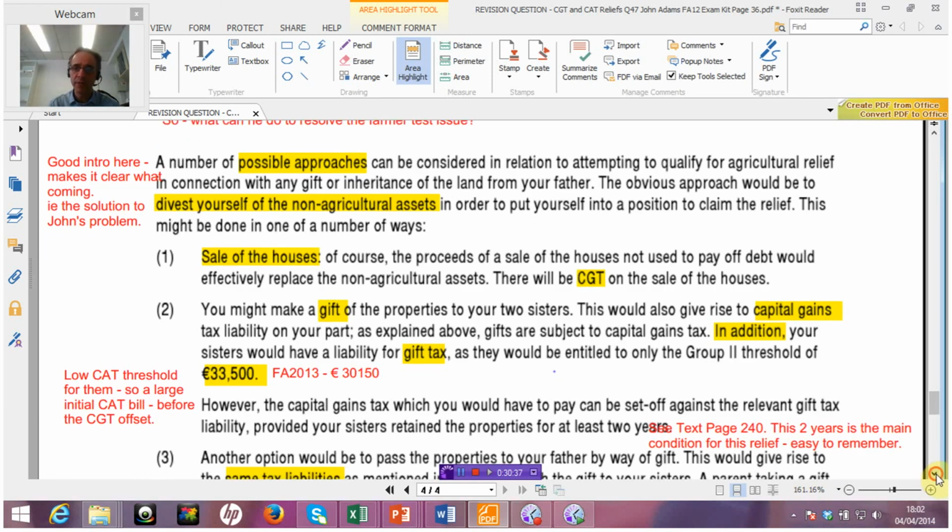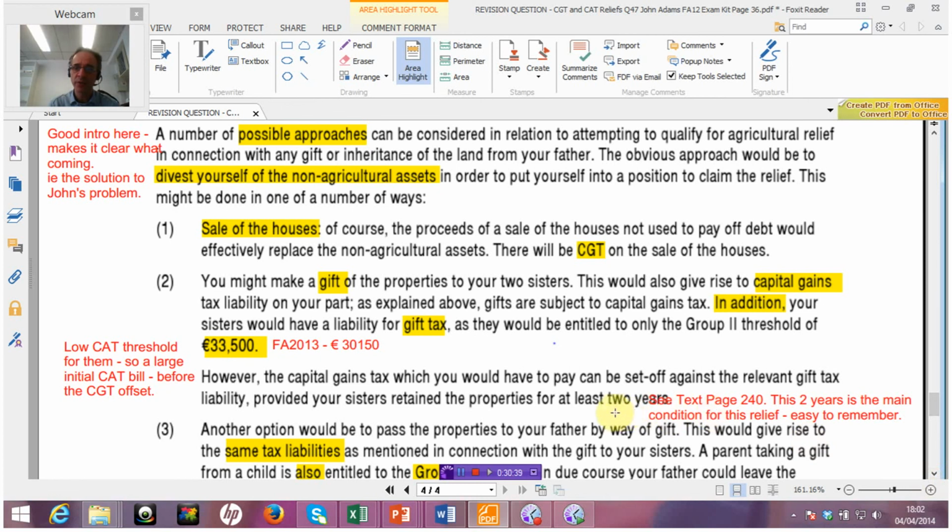Just one other point in relation to that credit. Nice point to make here. They've said that the capital gains tax certainly can be used to offset against the CAT, but the sisters would have to retain the properties for 2 years. Easy to forget something like that in the heat of the day. But let's try to remember that really that's the only condition for this CGT credit, that the property or whatever the asset is retained for 2 years. Pretty simple to remember that.